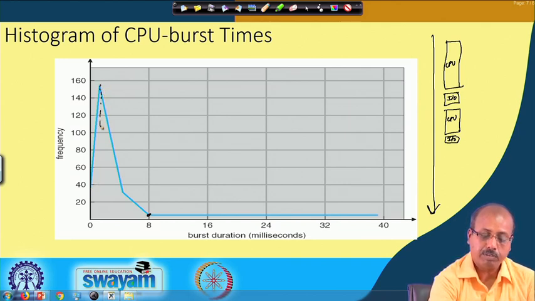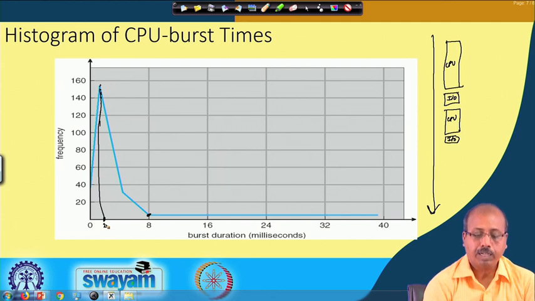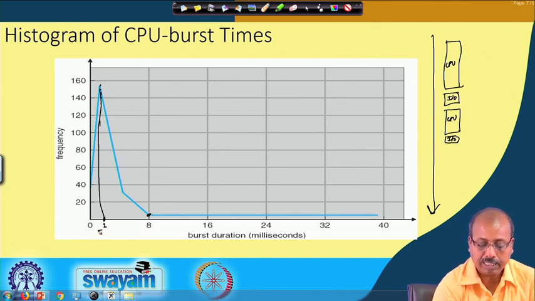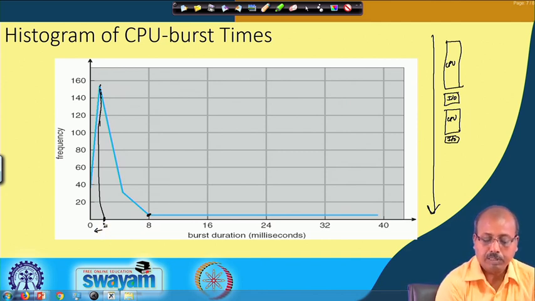There are a large number of bursts which are of lesser size. This is the peak, somewhere here, which may be around 2 or 1.5. So the number of CPU bursts of small size is very large, whereas below this it is again small, because the number of CPU bursts with size close to 0 is also very less. But there are some CPU bursts which are just slightly higher than 0.